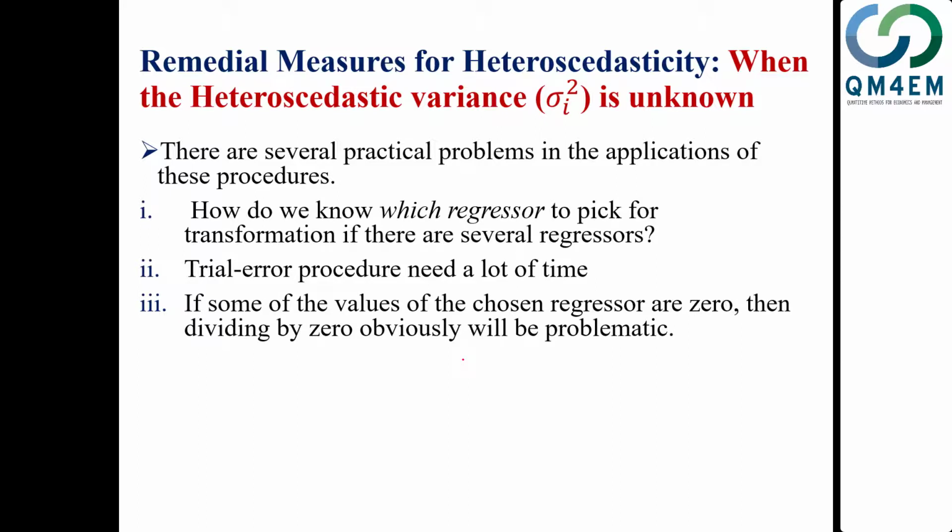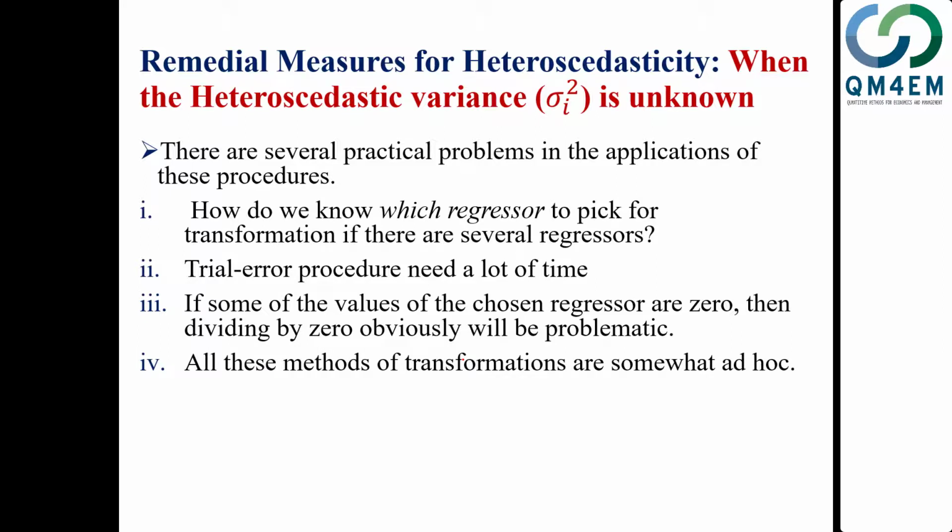And then, sometimes some data variables have zero values. So if you use that for transformation, you are dividing the observation by zero, and obviously it will be undefined, so that causes a problem. That's one of the problems with applying these methods when the heteroscedastic variance is unknown.